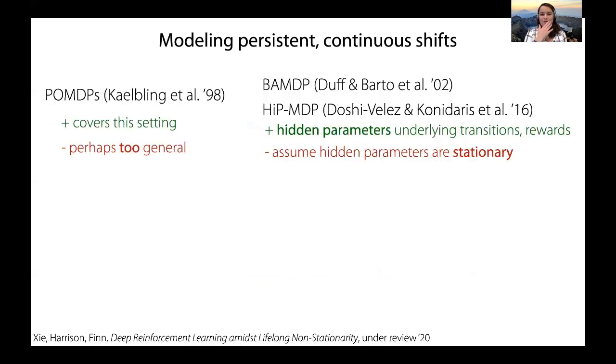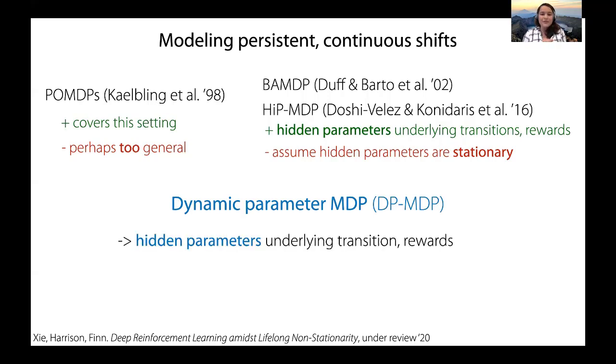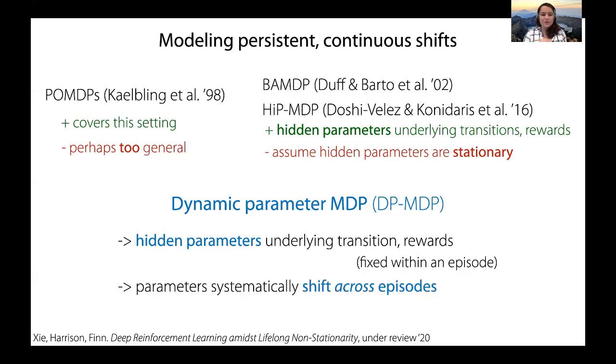Motivated by these two frameworks for problem settings, we're going to develop a new problem setting that's a bit in between the two. We're going to call it dynamic parameter MDP. In particular, we're going to have hidden parameters underlying the transition and the reward, just like MDPs and hidden parameter MDPs, and these will be fixed within an episode. What's going to be different, though, is that the parameters are going to systematically shift across episodes. So the distribution of a parameter for one episode will be a function of the parameter of the previous episode.